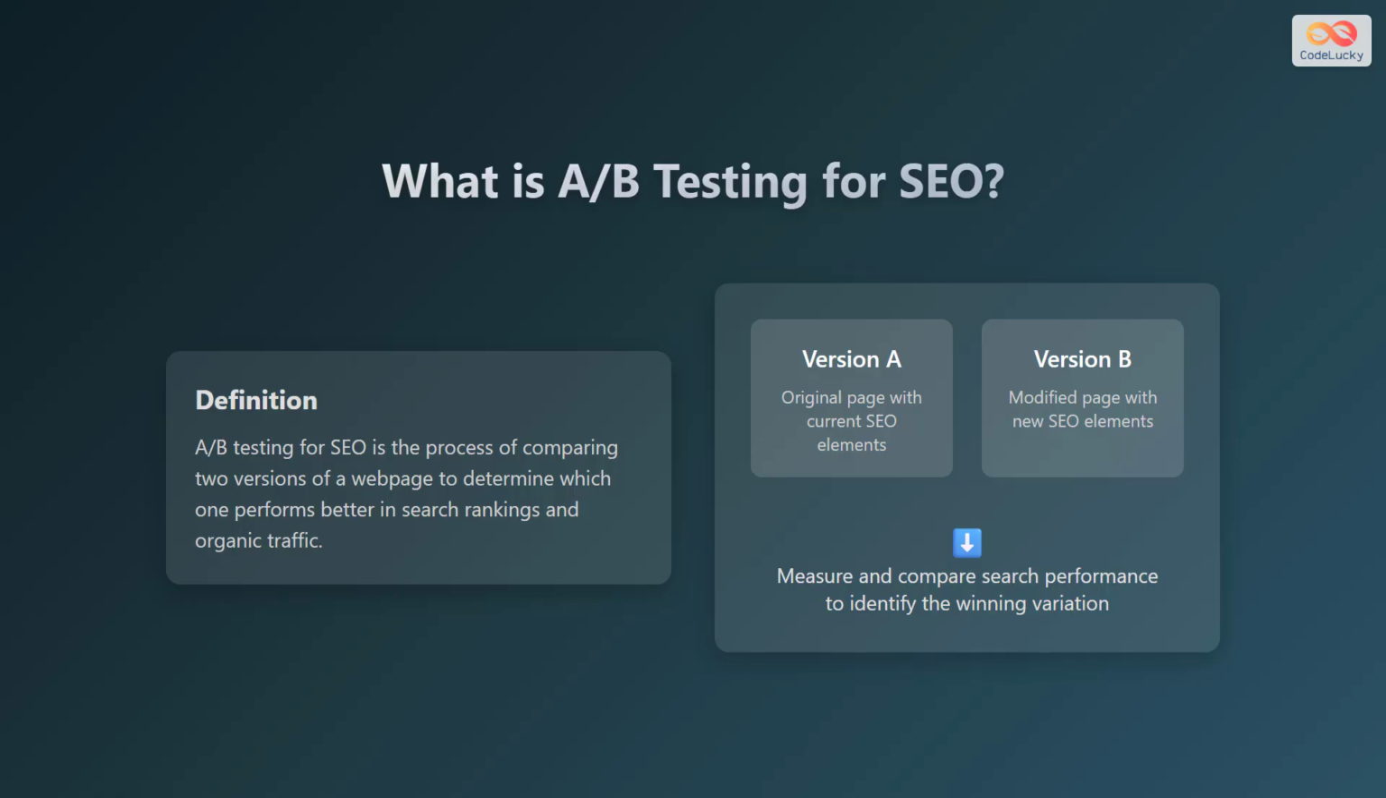So, what exactly is A/B testing for SEO? Well, it is the process of comparing two versions of a web page to see which one performs better in search rankings and brings in more organic traffic. Think of it like this: you have version A, which is your original web page with the SEO elements you already have in place. Then you create version B, a modified page where you tweak some of those SEO elements. The aim is to measure and compare how each version performs in search results, so you can identify the variation that will give you the best results.